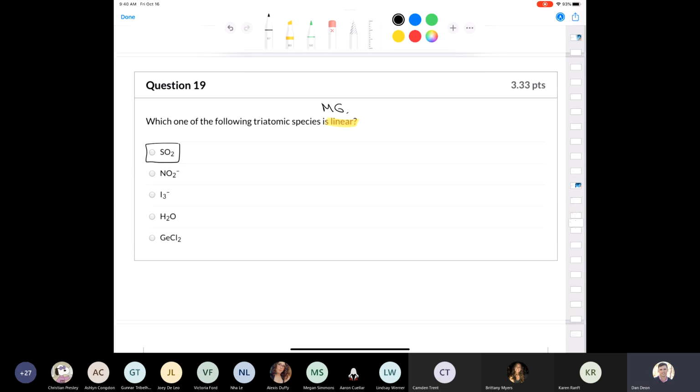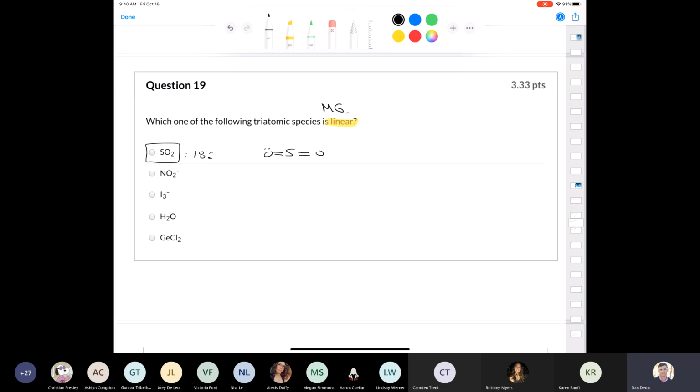Sulfur has 6 valence electrons, as does oxygen, because both of those atoms are found in group 6A. So 6 times 3 gives us 18, a total of 18 valence electrons. I'm going to start by putting double bonds on my oxygens like this because I know sulfur is going to be the central atom, as we discussed in the last problem, because it's less electronegative than oxygen.